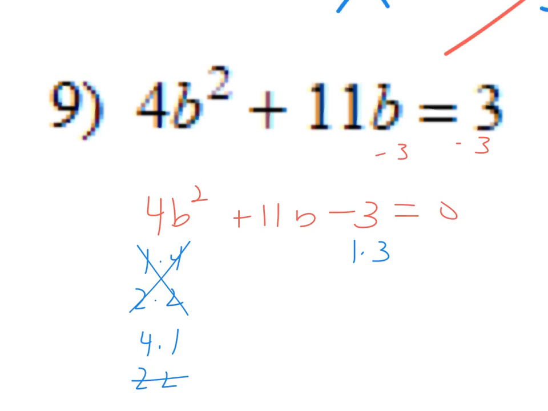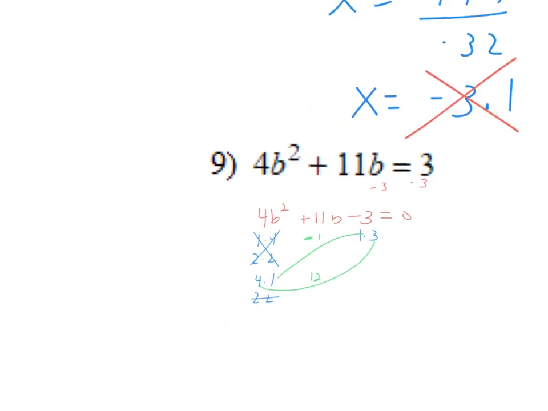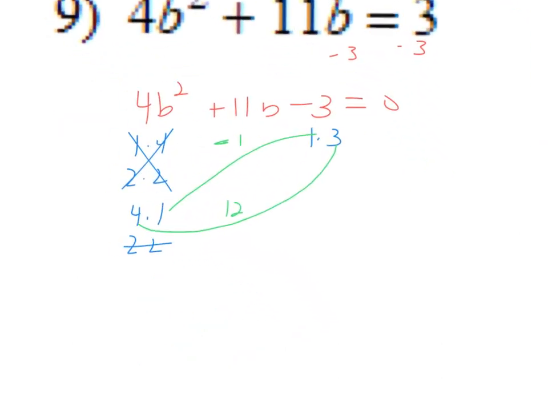All right, so now if I look at this, 4 times 3 is 12. Oops, wrote that backwards, didn't I? 12. 1 times 1 is 1. And then to get an 11, I need to make this guy a negative. Okay? All right, so my combo here is 4, 1. So I have a 4b and a 1b. My backside is 1 and 3.